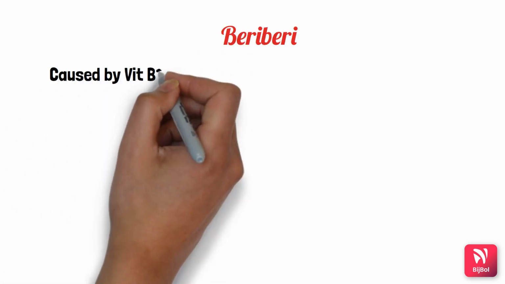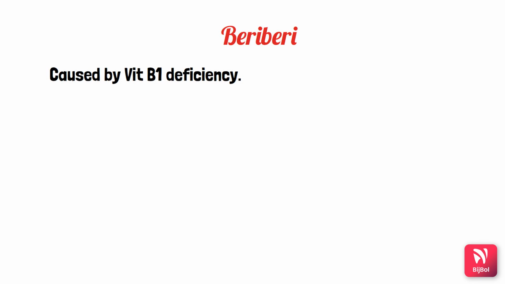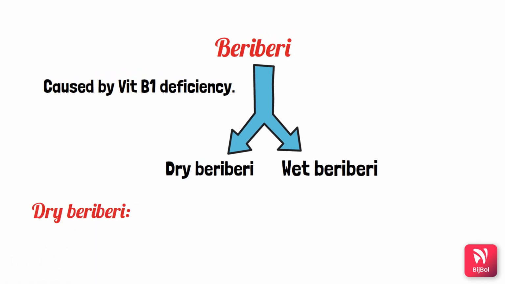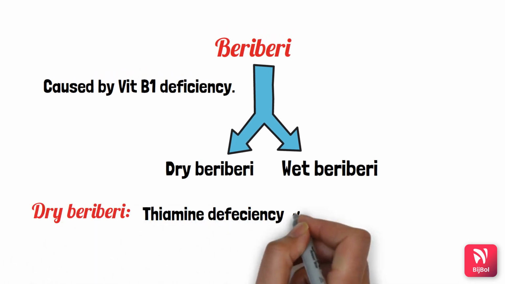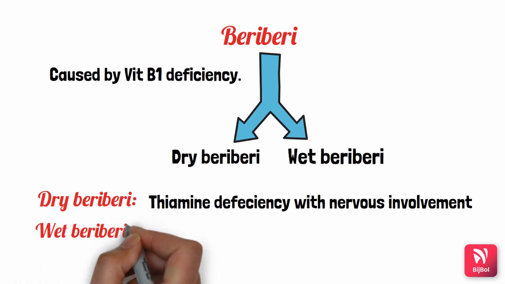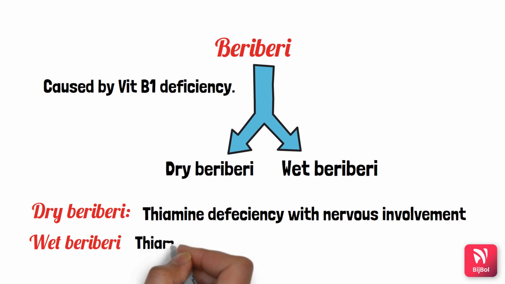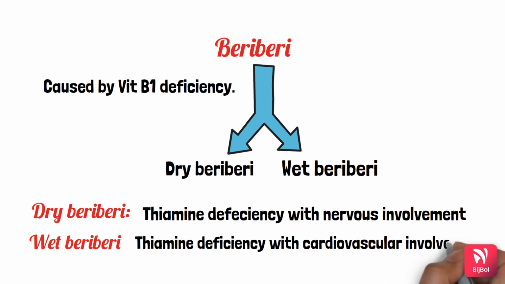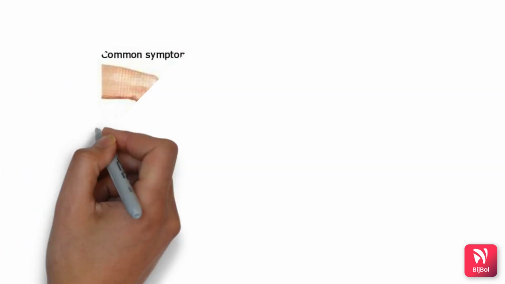So what is beriberi? Beriberi is caused by vitamin B1 deficiency. So beriberi is of two types, that is dry beriberi and wet beriberi. So what is dry beriberi? Dry beriberi is a thiamine deficiency with the nervous involvement. Please remember, dry beriberi is the nervous involvement. So what is wet beriberi? It is a thiamine deficiency with a cardiovascular involvement. So please remember, dry beriberi is a nervous involvement, wet beriberi is a cardiovascular involvement.